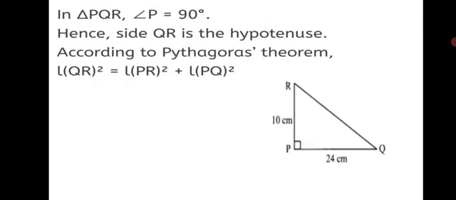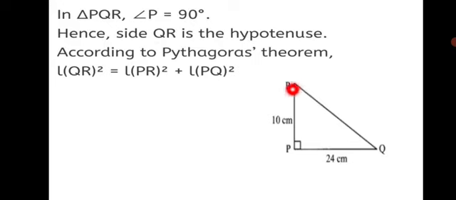In triangle PQR, angle P is equal to 90 degree. We have to first write the name of the triangle and which is the 90 degree angle. Then we have to write the hypotenuse. Hence, side QR is the hypotenuse.